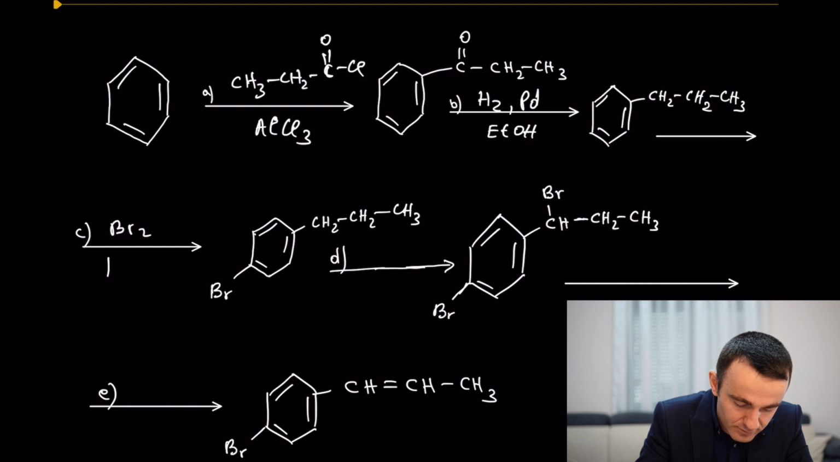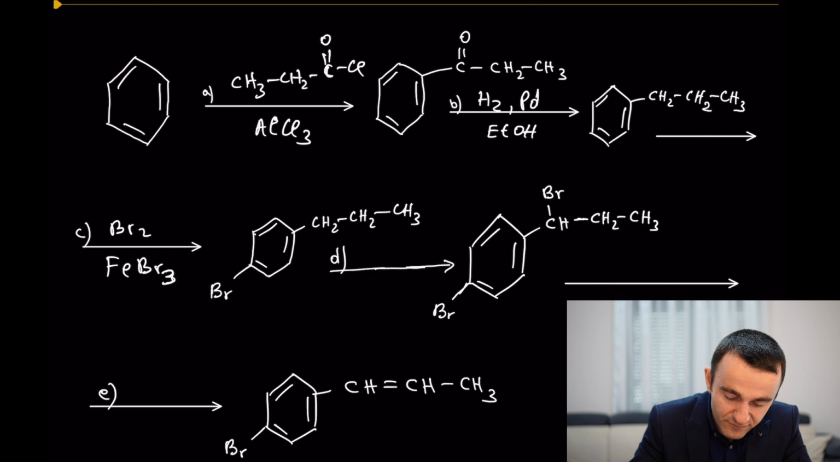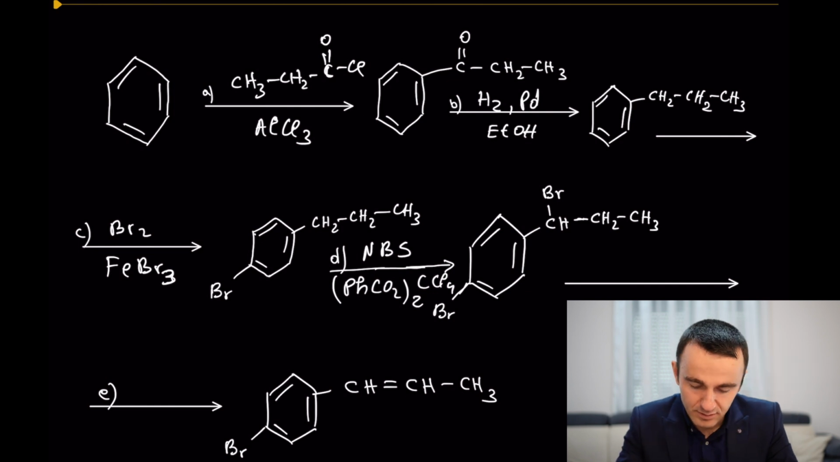So let's move further. Here you have bromination at the benzylic position. So here you have to add the N-bromosuccinimide that we learned above in the presence of benzoyl peroxide. Now let's move to the last step. Here you have formation of the double bond. Now this is from alkene reactions. You can check that video if you want.